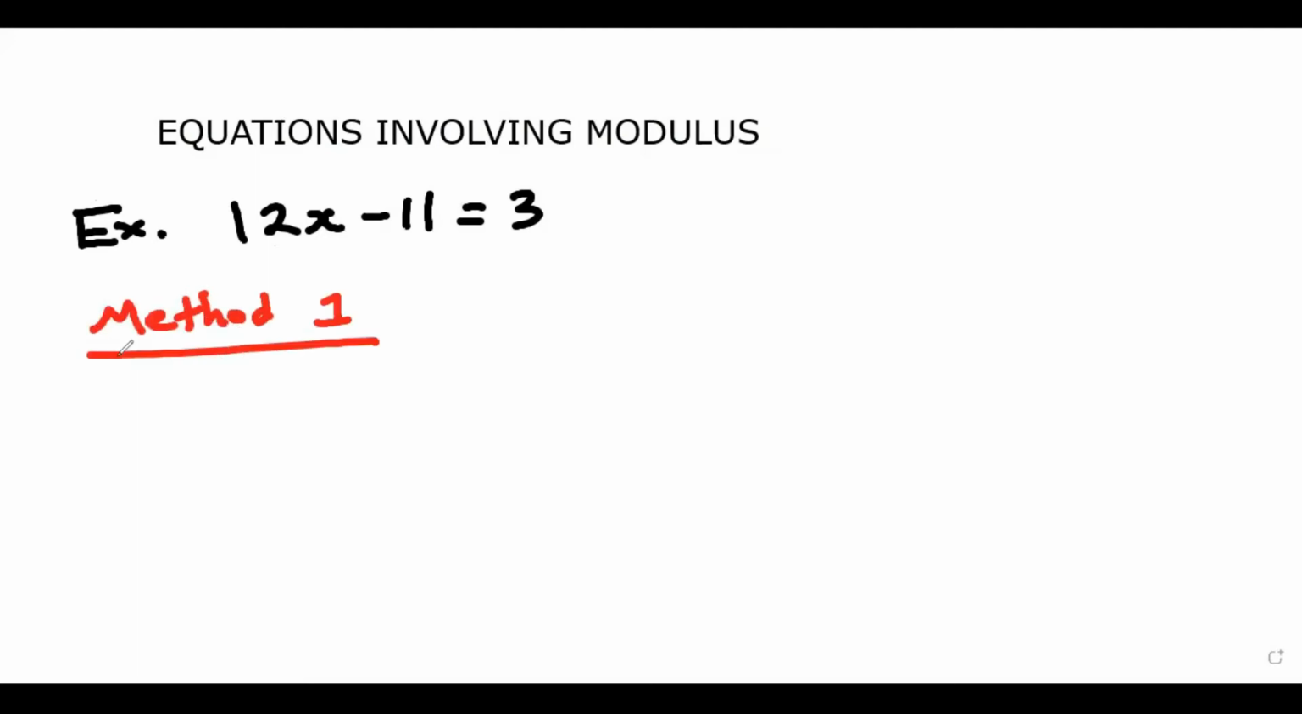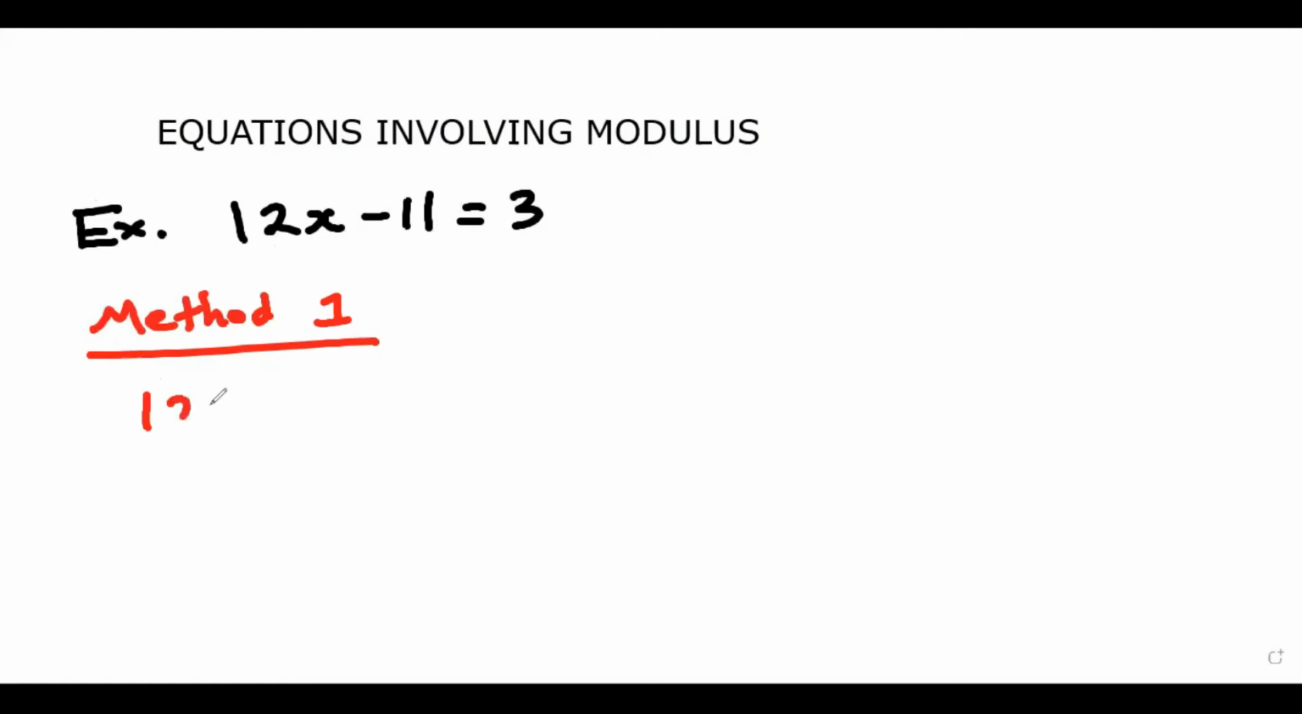So now we're going to do equations involving modulus. For example, let's say we have the modulus of 2x minus 1 is equal to 3. There are different methods that you could use. There are 3 methods we're going to do right now. So method 1 is you could square both sides.